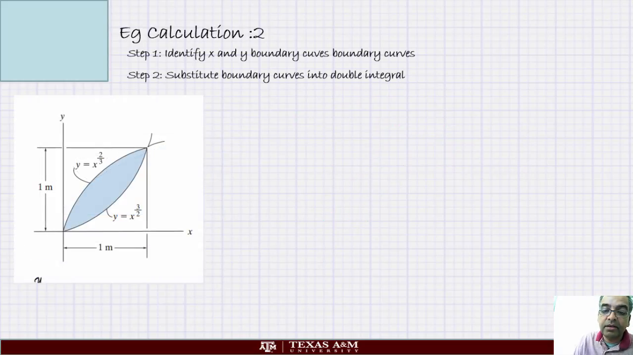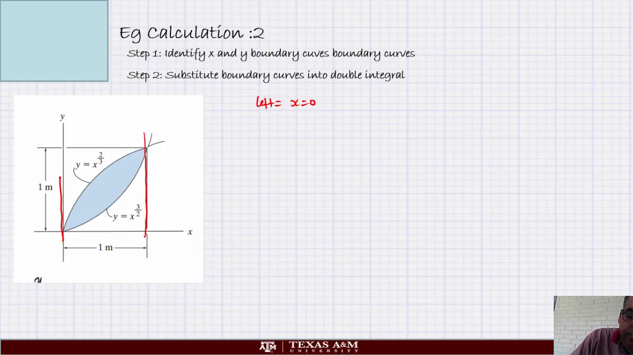In this case, I have to do the same thing again. Let's do left, x equal to 0. That's this line. This line is the other one. Right, x equal to 1. Top, y equals x to the 2/3. Bottom, x to the 3/2. Sorry, y equals x to the 3/2.